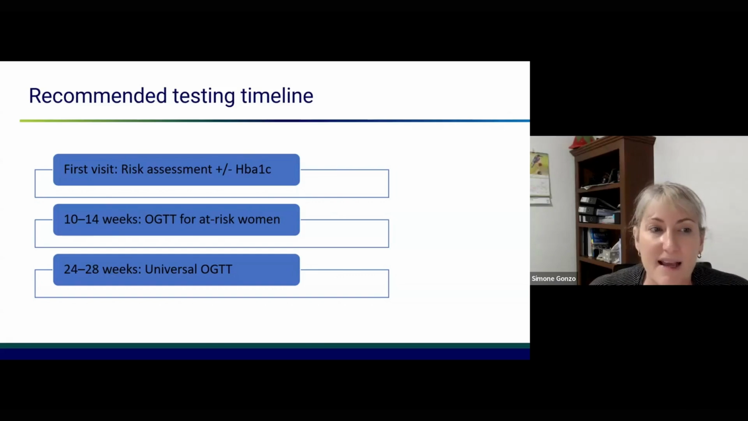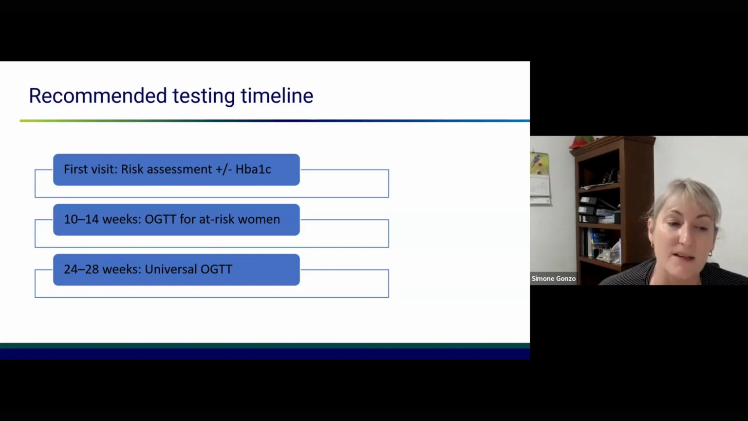So I'm trying to summarize our recommended testing timeline into a nice succinct thought process. On our first visit, when the patient first presents with a pregnancy, we want to do their risk assessment, looking at their risk factors, plus or minus an HbA1c. So if the risk assessment reveals any risk factors, we'd be looking to do an HbA1c. If there are no risk factors present, we would just move through and do our universal OGTT at 24 to 28 weeks. For at-risk women, they'd be doing their glucose tolerance test at 10 to 14 weeks.